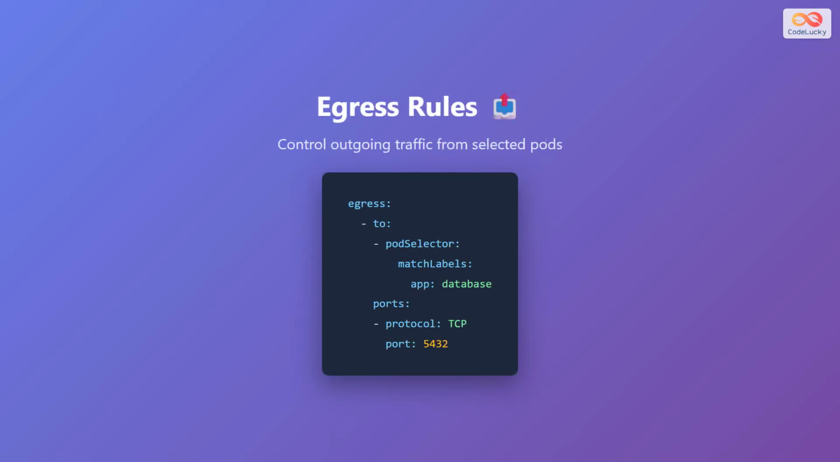Egress rules work similarly to Ingress rules, but they control outgoing traffic from your selected pods. In the egress section, you use a to clause to specify which destinations your pods are allowed to connect to. This example shows a pod selector that allows traffic only to pods labeled with app equals database. The ports section specifies that only TCP traffic on port 5432 is permitted. This is useful for ensuring that your application pods can only communicate with authorized database pods on the correct database port.